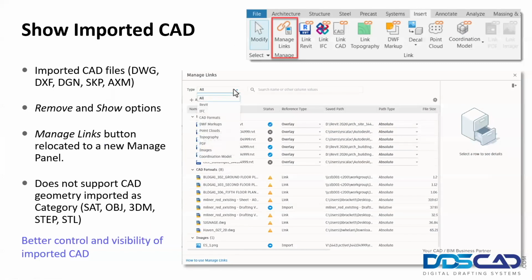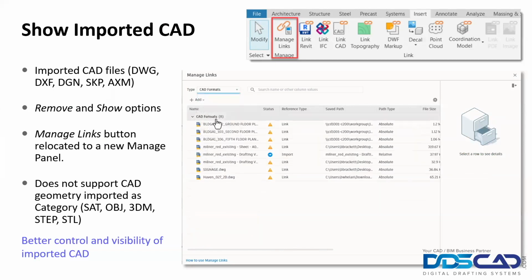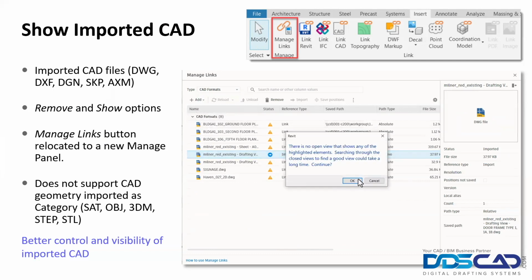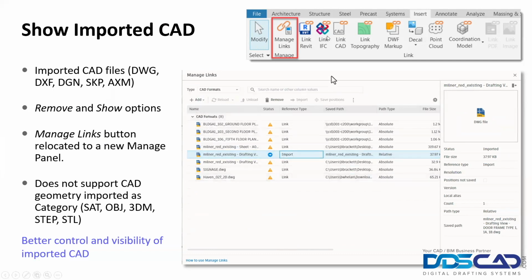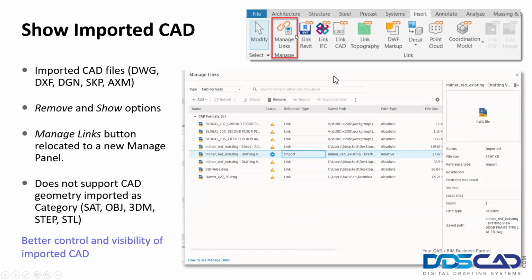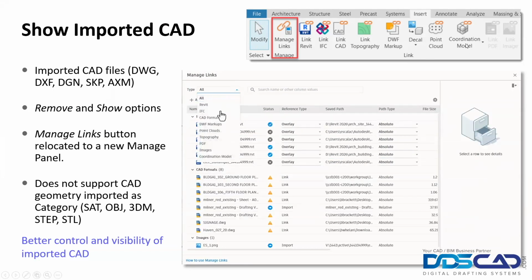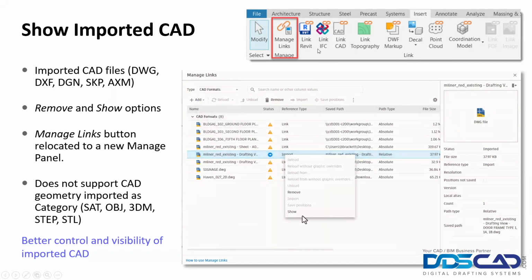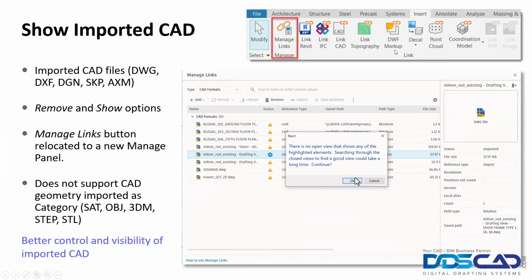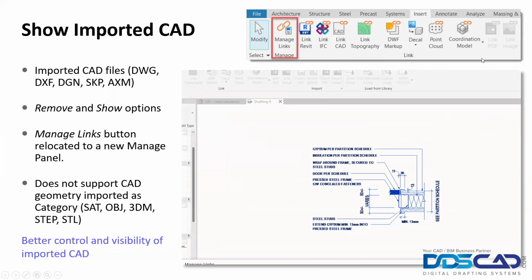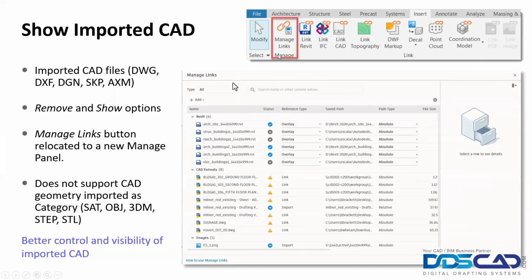We have show imported CAD items in the Manage Links dialog box. You will notice in this section of the slide, the Manage Links used to be at the end of the Links tab right here, well, not tab, sorry, I take that back. This is actually your bar section in here. It used to be at the end. It is now its own heading called Manage, and it's called Manage Links.